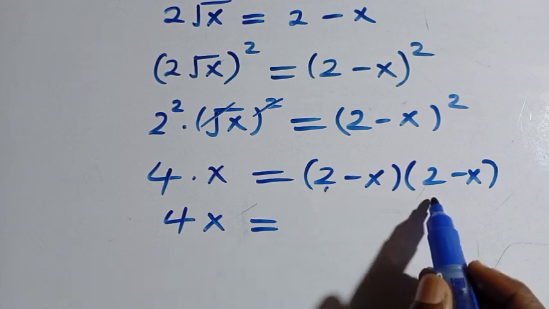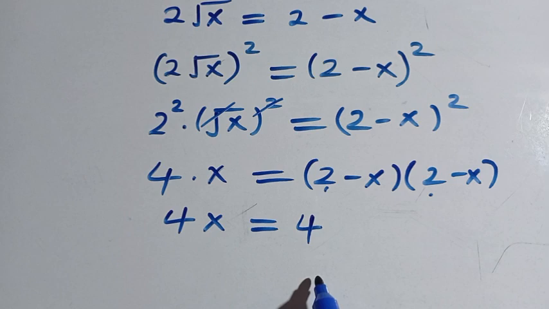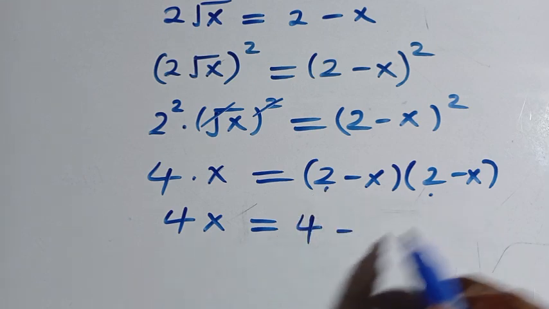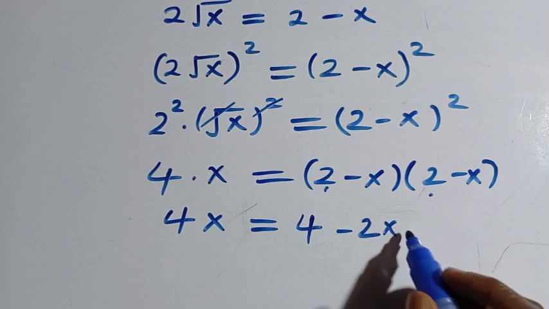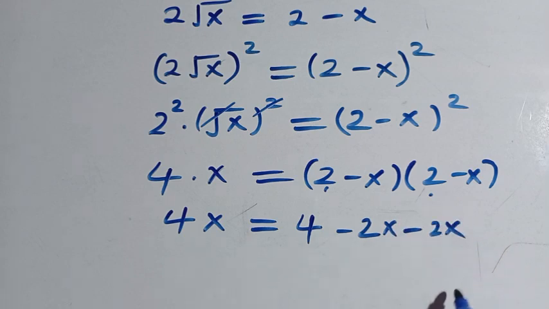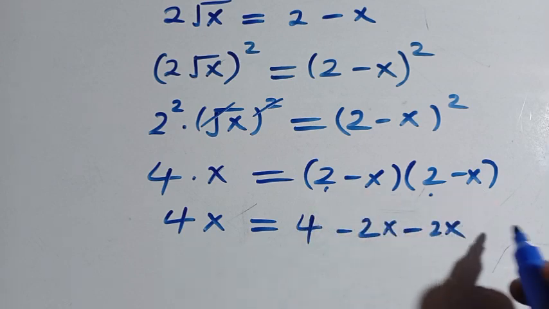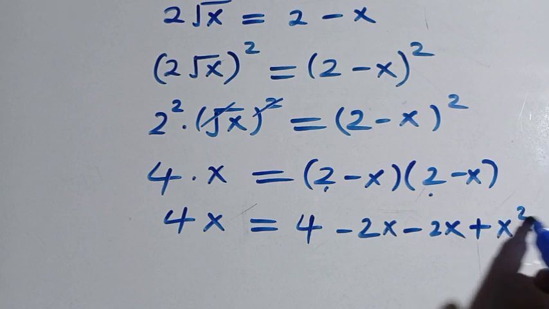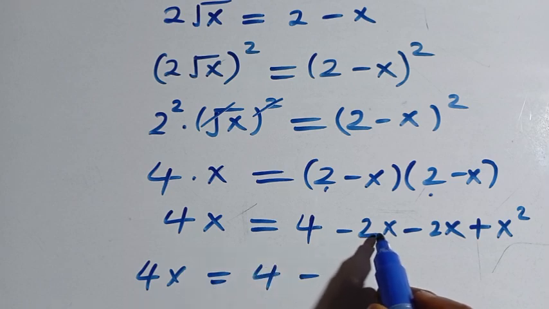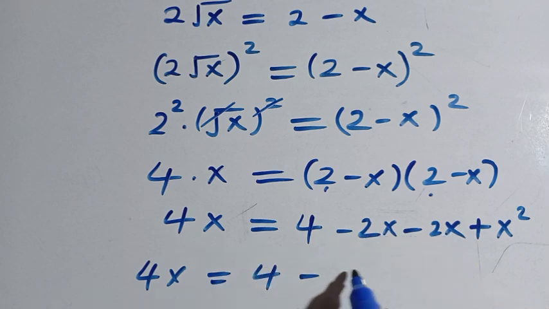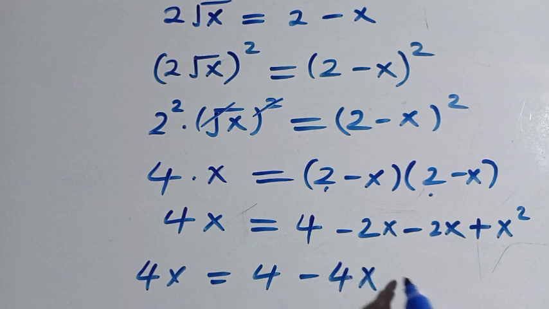So 2 we multiply 2 and that is 4, minus 2 we multiply x, we have minus 2x, minus x we multiply 2, we still have minus 2x, and minus x we multiply by minus x, that is plus x squared. And here we have 4x equals 4 minus 2x minus 2x, that gives us minus 4x, and here is plus x squared.